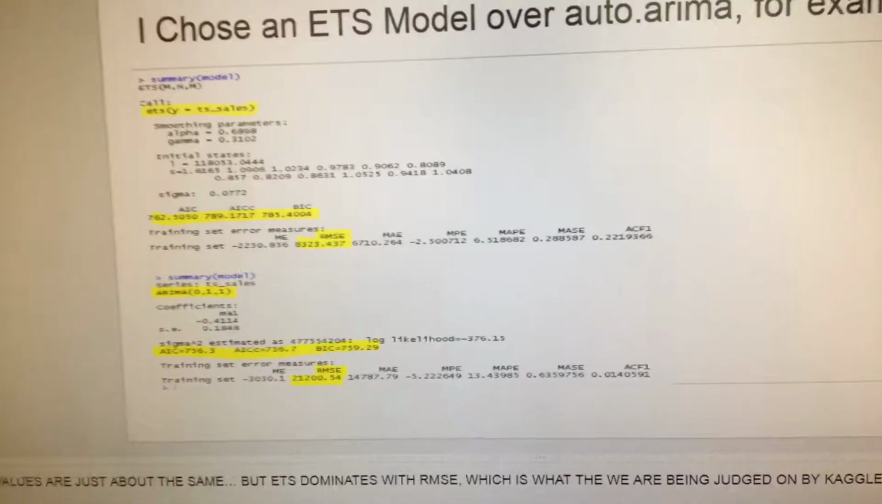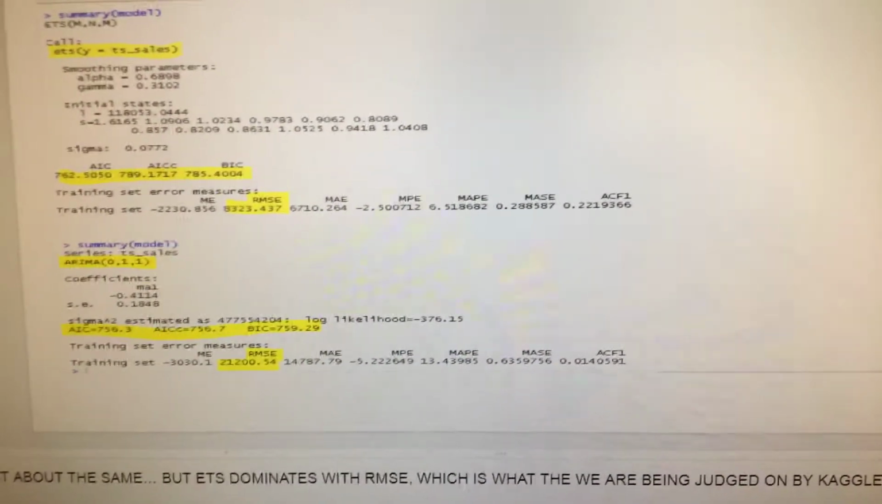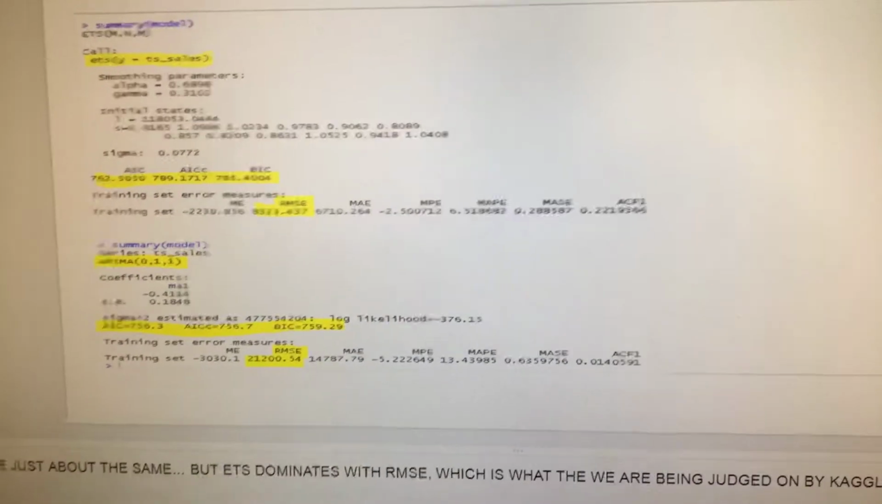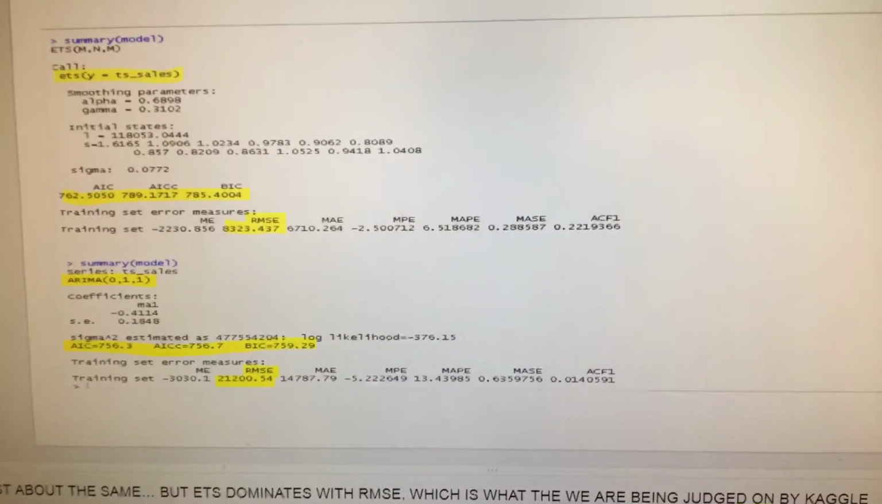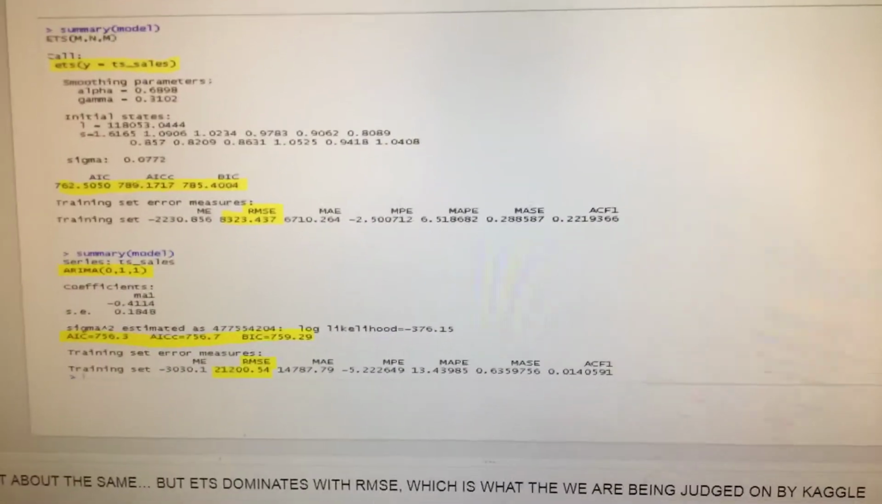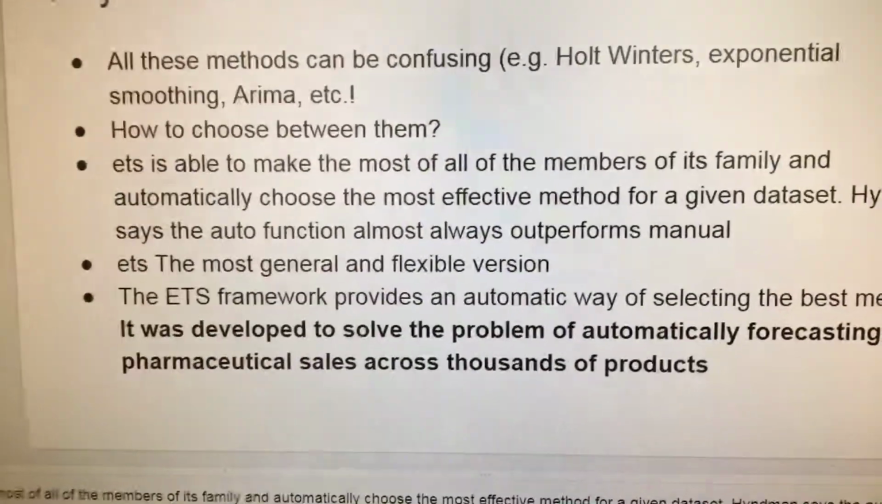I chose an ETS model. Here you can see it versus auto ARIMA. The AIC numbers are pretty similar, but the RMSE is far lower in the ETS model compared to auto-ARIMA. So that was something that gave me some comfort in using the ETS approach.